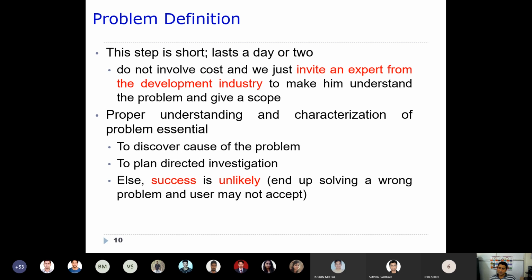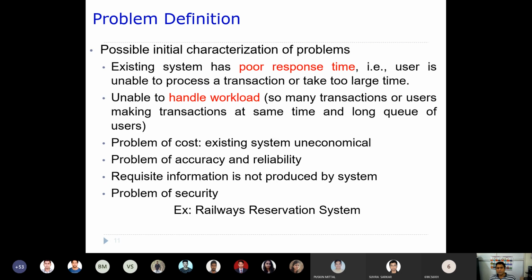That means you end up solving a wrong problem, and the user may not accept it sometimes. So that is the reason why you first need to understand and characterize the problem. That is very important. Otherwise, we are solving a wrong problem, and after solving it, when we deliver that solution to the client, the user or the management, the user will not accept it, and as a result the software will fail.